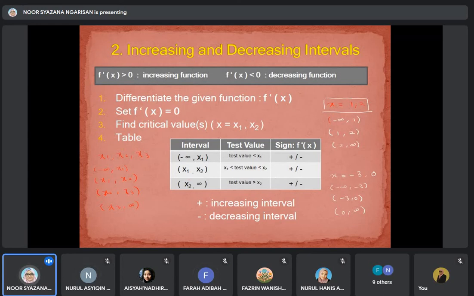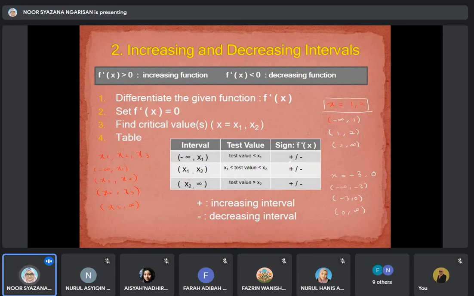Dia tak tertakluk. Maksudnya kalau ni kosong sampai infinity, ada orang pilih 1. Ada orang pilih 2. Boleh. Okay, it's totally up to you, as long as the value is within the interval. Okay, apa yang kita akan buat dengan test value ni? We will substitute the test value inside f prime x. Kita akan gantikan nilai test value tu dalam first derivative yang kita dah differentiate tadi.